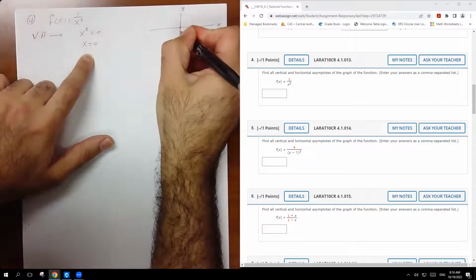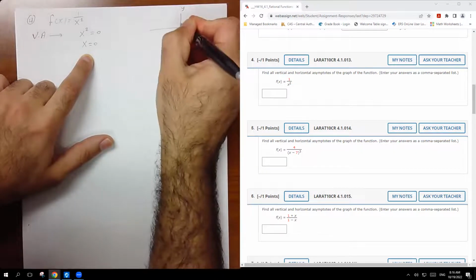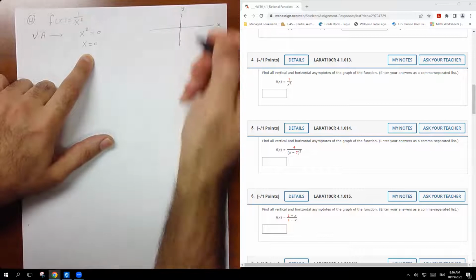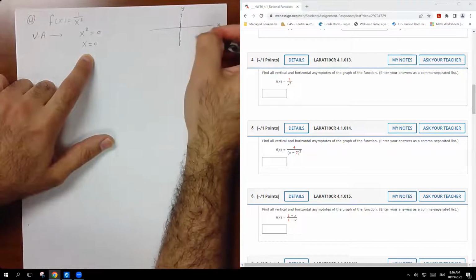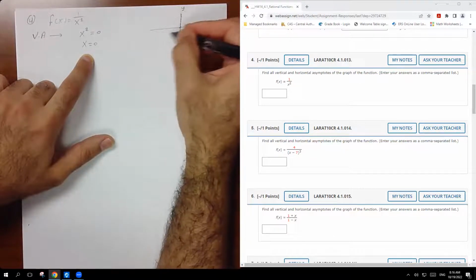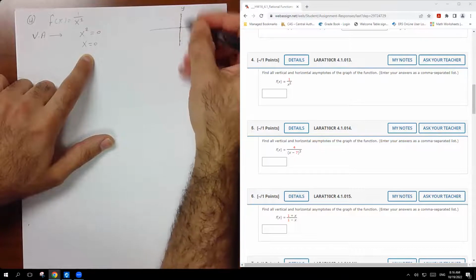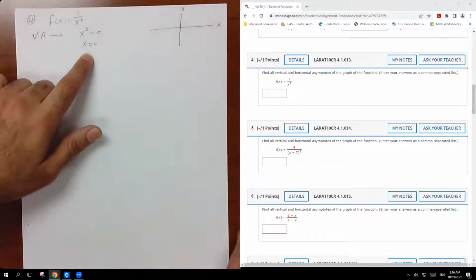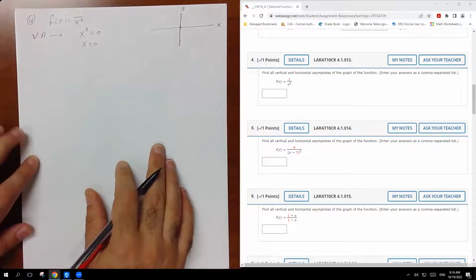There is a vertical dashed line at this point, and the function is never going to cross it. When you graph it, the function never crosses x equals 0. So this is the first vertical asymptote.